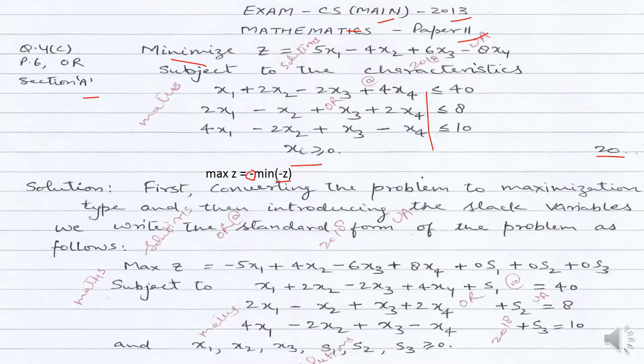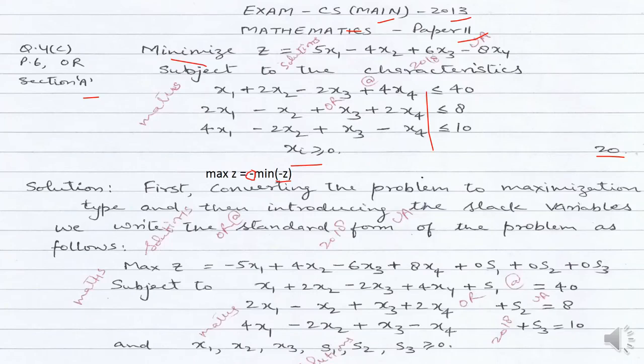Maximize z = -5x1 + 4x2 - 6x3 + 8x4 + 0s1 + 0s2 + 0s3. See here I have changed the sign of 5x1 to -5x1, so all the variables will have their signs changed. So we have written this objective function after changing the sign of the variables.